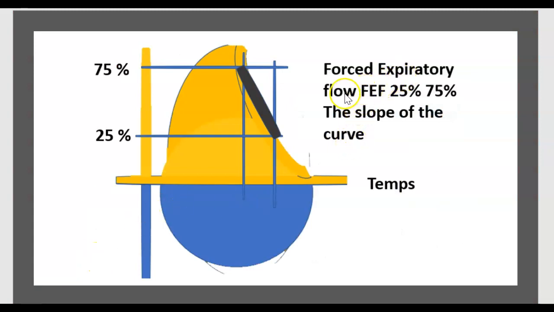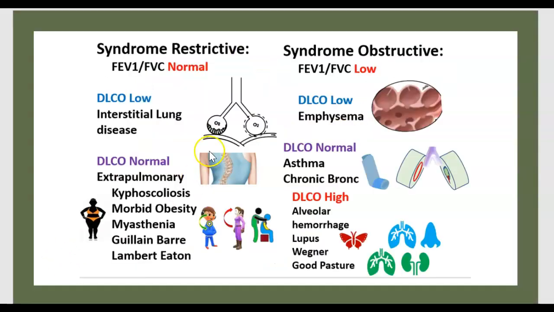For the expiratory flow, 25% and 75%, the slope of the curve. A restrictive syndrome, FEV1 over FVC normal. If DLCO is low, interstitial lung disease. If DLCO is normal, extrapulmonary: kyphoscoliosis, morbid obesity, myasthenia, Guillain-Barré, Lambert-Eaton.